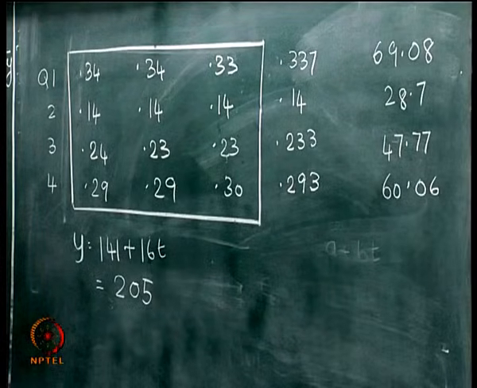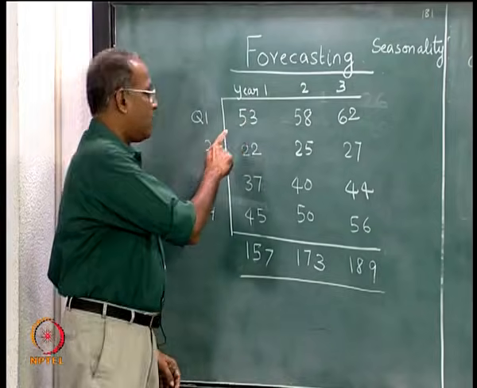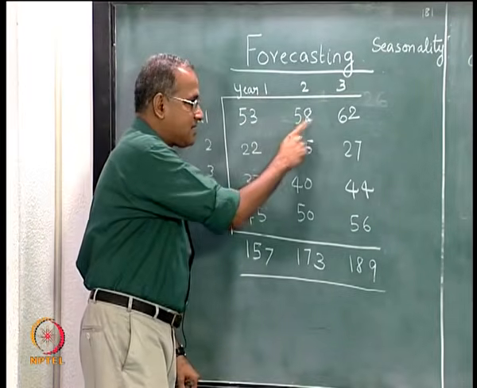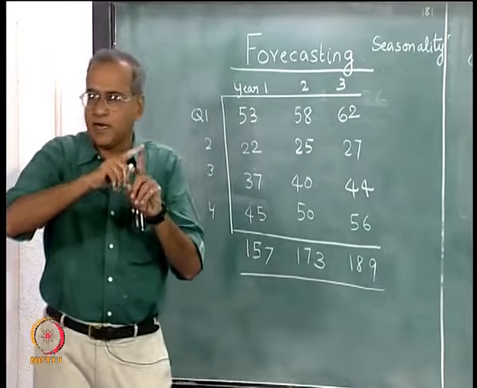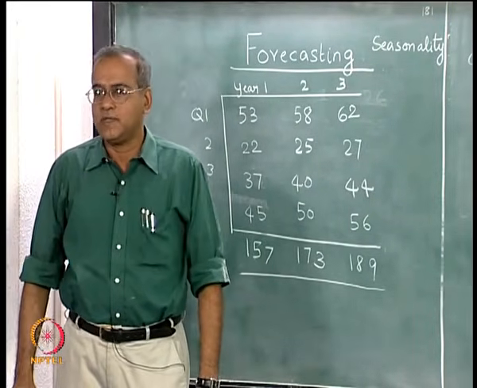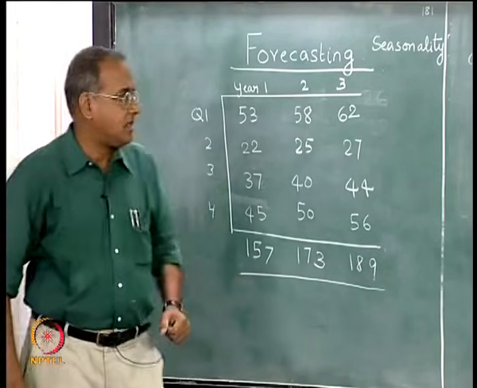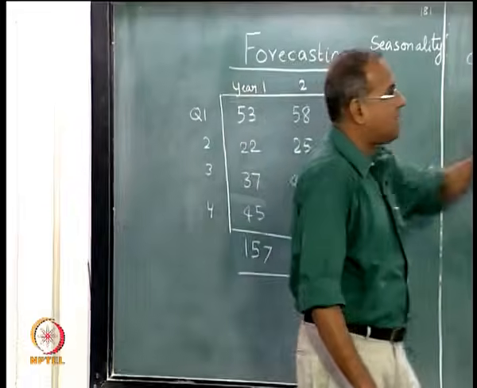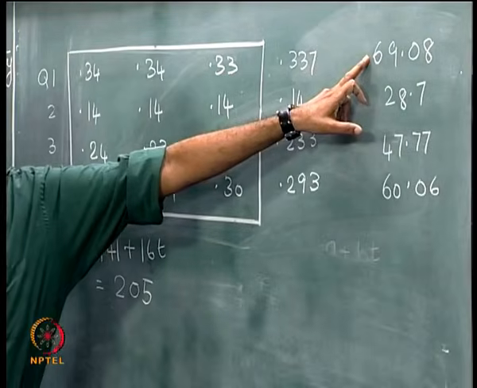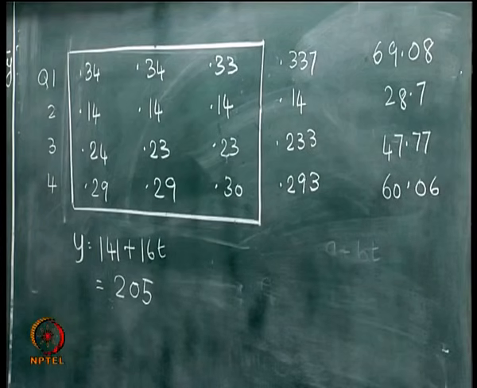First question that is commonly asked is, why cannot I take only these 3 values and independently fit a y equal to a plus bt and get the forecast? Mathematically it is possible and it is doable. If you do that, you will even get a value which is very close to 69.08. Normally that is not done because it means 2 things.